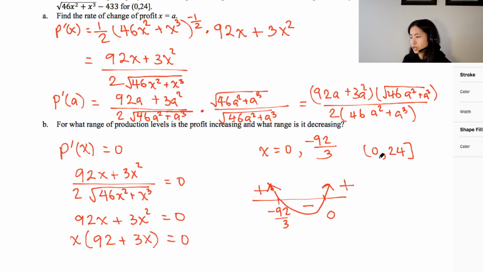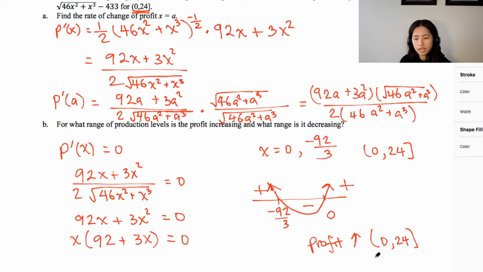Okay, so this is your restriction. Because they're saying that you have to be in between 0 to 24, and that's based from here, in that case, you need to just look at from here and onwards. So that means your function is increasing, or your profit is increasing, when you have 0 to 24. And that's true because if you look at 0, you actually change your sign from negative to positive. Therefore, your profit increases. So this means it increases from 0 to 24.